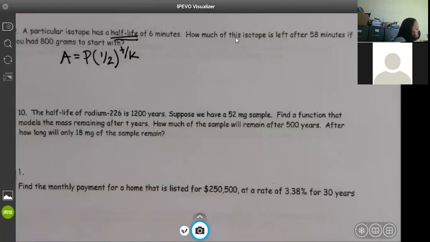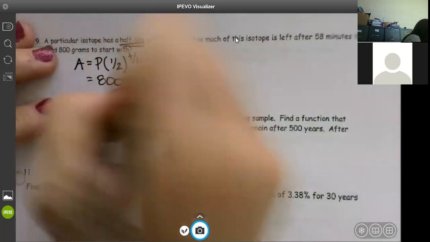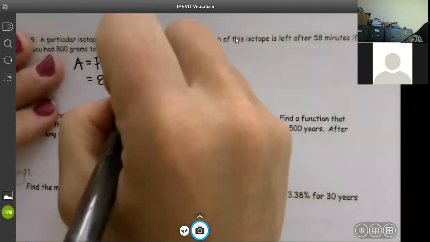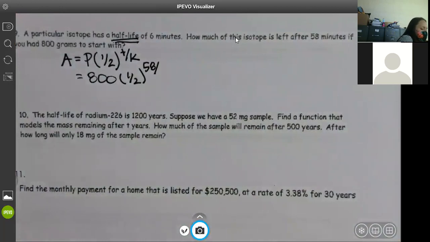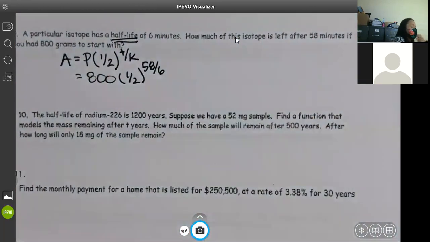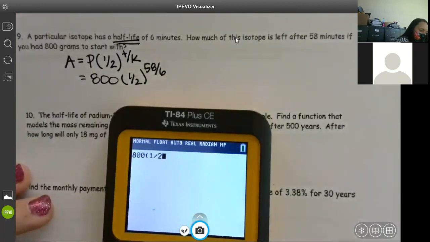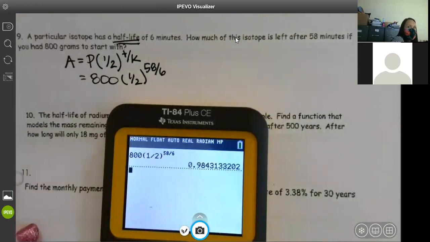So remember, A is what we left or what we want. Okay. P is what we started with. Do we know how much we started with? How much we start with? T is how long are you doing this? 58 minutes. K is the time of your half-life. So how long is the half-life? 6 minutes. That's it. Put it straight into your calculator. 800 parenthesis 1/2, close it to the 58 over 6. And what do we get?